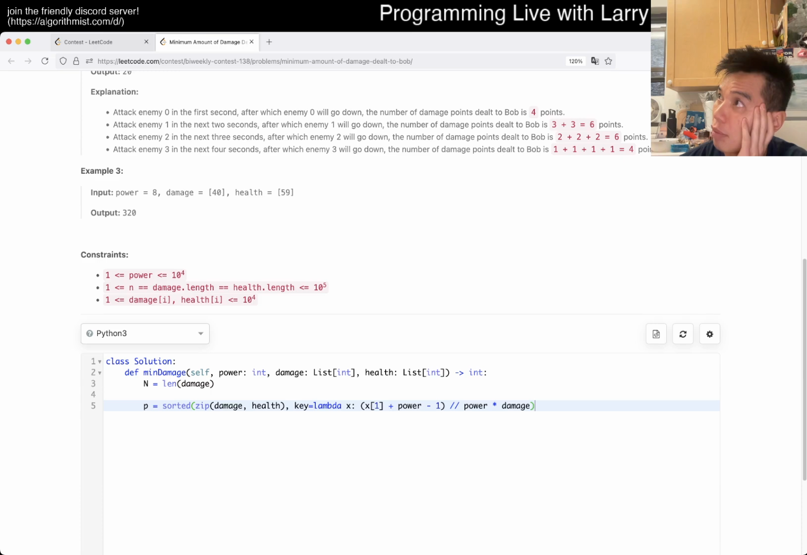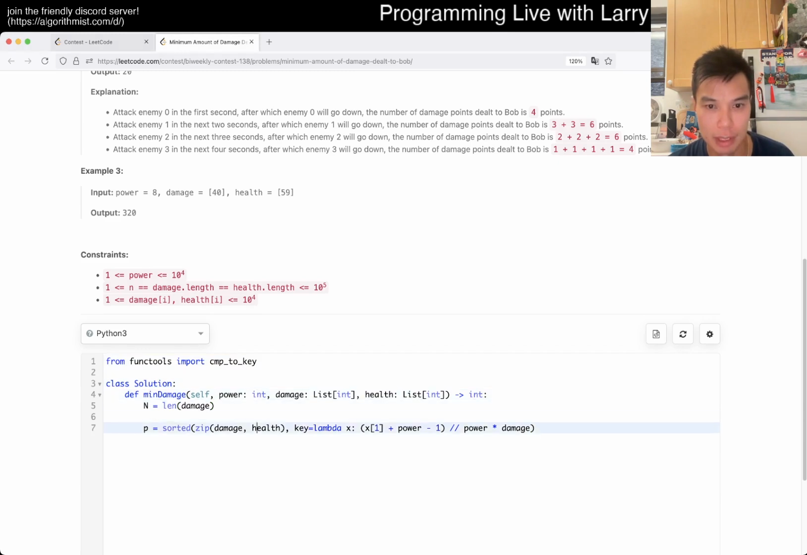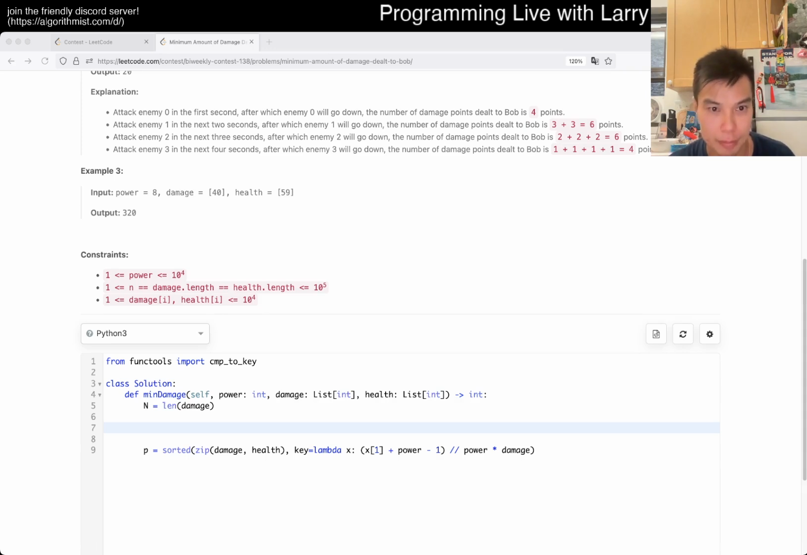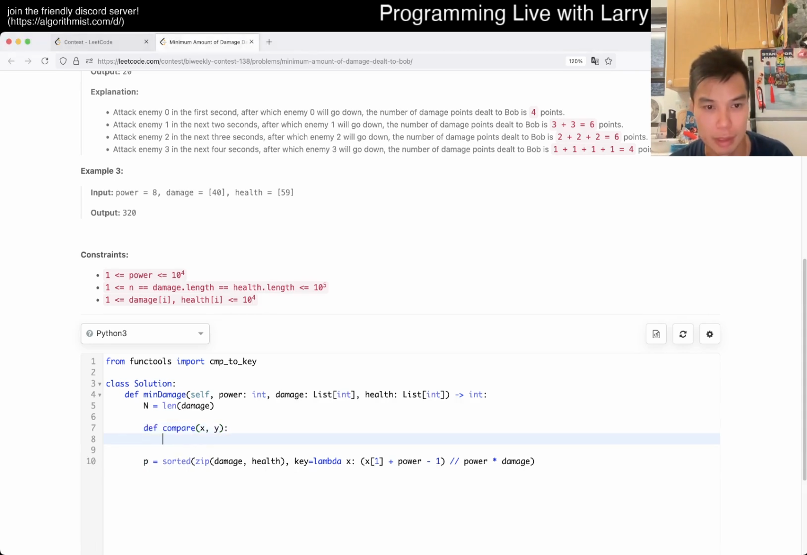We can also write this in a more whatever way, but what is the thing for exchange? Python comparator. There's a thing that I always forget. functools cmp_to_key. I think I'd like to write it that way a little bit more. And then now it's basically okay.